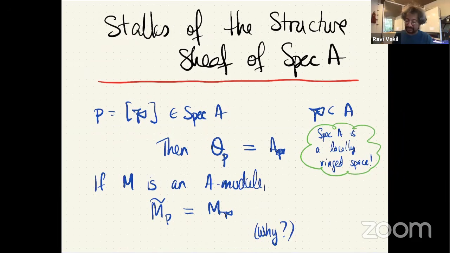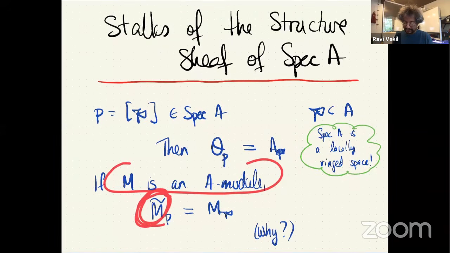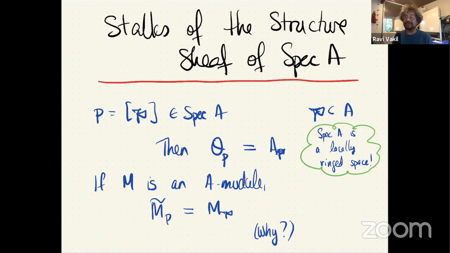Okay, so a couple of loose ends to tie up, which is the structure sheaf on Spec A. I can tell you about its stalks, and the stalks are just the localizations of A at P. And similarly, if M is an A-module, you have the sheaf M twiddle, whose stalks are just the localization of the module at P. And this is not rocket science.